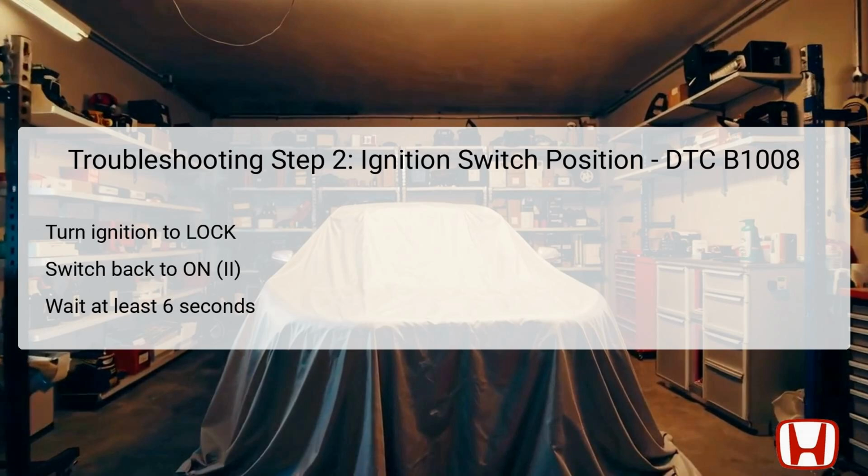It's essential to wait at least 6 seconds in the on position to allow for the system to initialize fully. This step is crucial because it prepares the electronic systems, enabling them to communicate effectively. After completing this step, the technician should check for the presence of DTCs again, determining whether B1008 is still indicated.